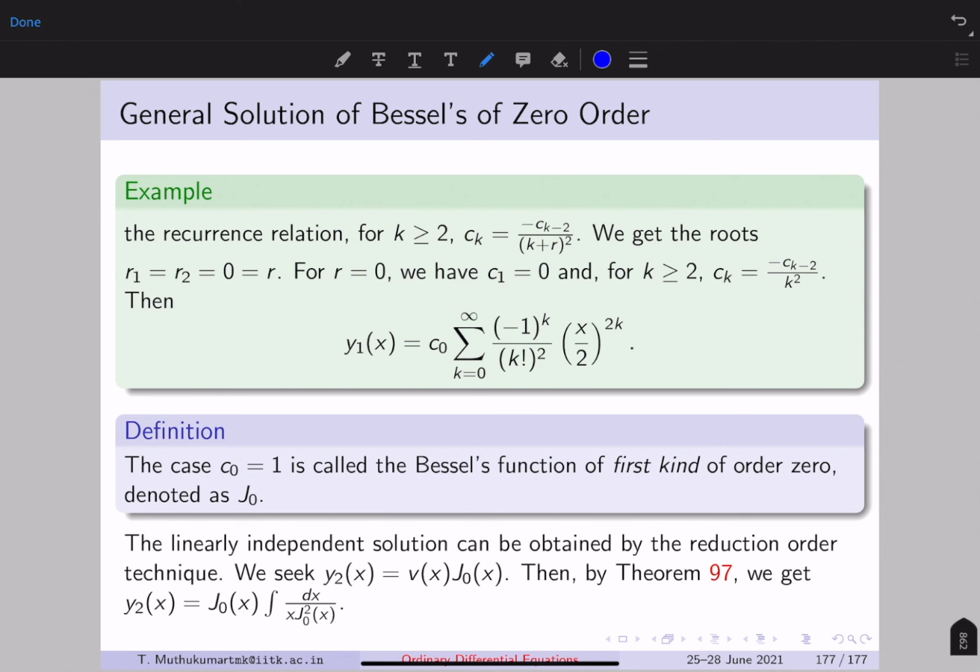And that you can do by using the reduction of order technique. You start with y2, with the assumption that y2 is v times J0, right? So this theorem 97 is the reduction of order technique that we introduced, and that gives you the formula for this v. That v is the integral of 1 over x J0 squared. Please do it. Use the reduction of order technique, right? So basically take the y2, substitute in the ODE, then you have an ODE for v, solve for v, then you get what v is, and that gives you y2 is this, okay? And this y2 will be linearly independent from this y1, okay? And that is what will give you the general solution for this equation.